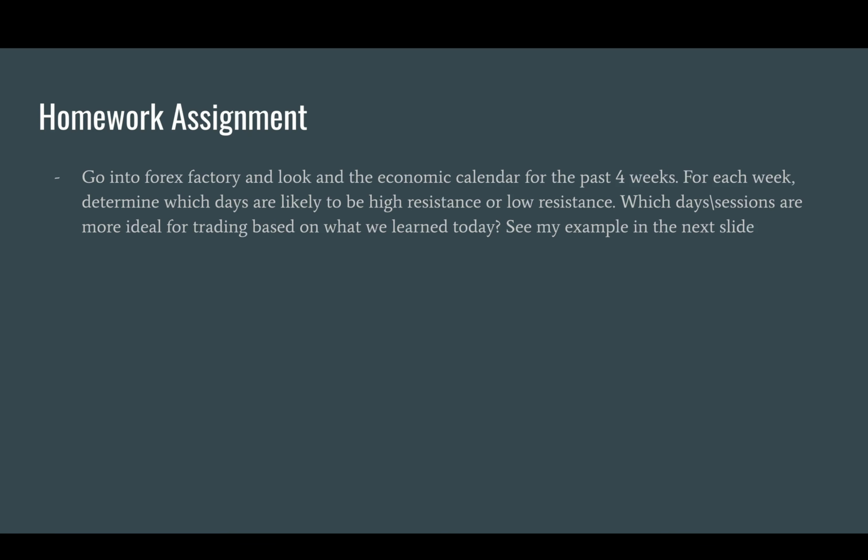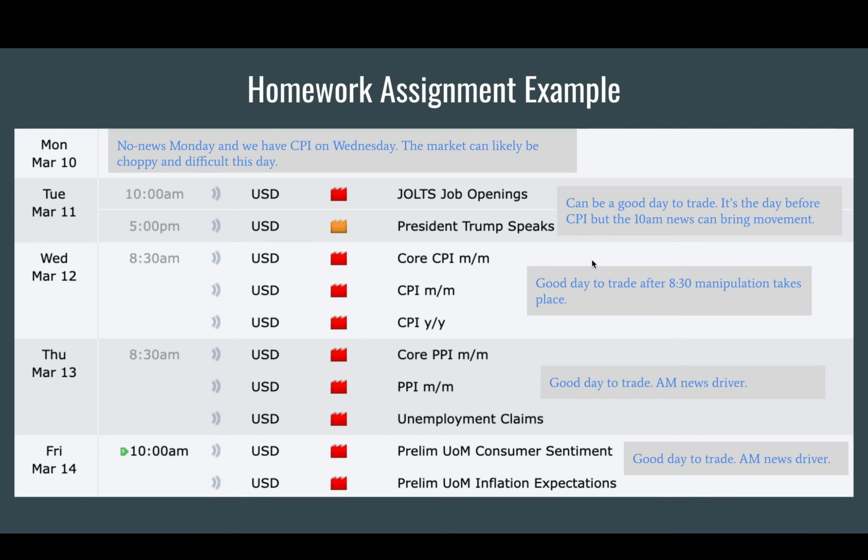Now, homework assignment. I want you to go into Forex Factory and look at the economic calendar for the past 4 weeks. For each week, determine which days are likely to be high resistance or low resistance, and which days and sessions are more ideal for trading based on what we learned today. See my examples in the next slide. This is what I would want you to do for at least 4 weeks.